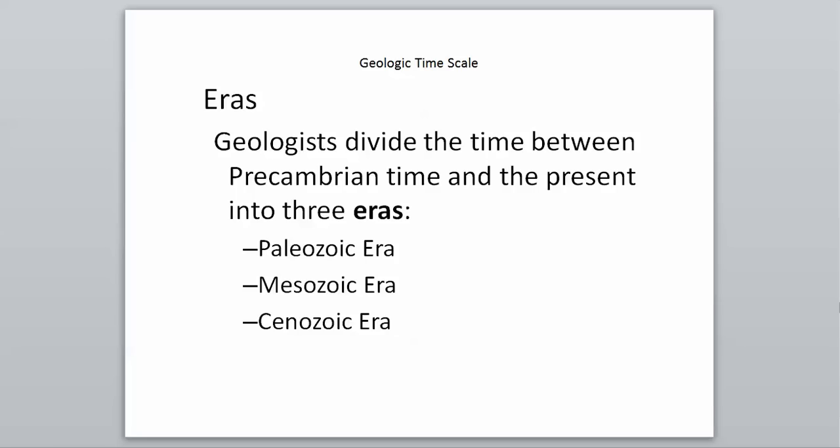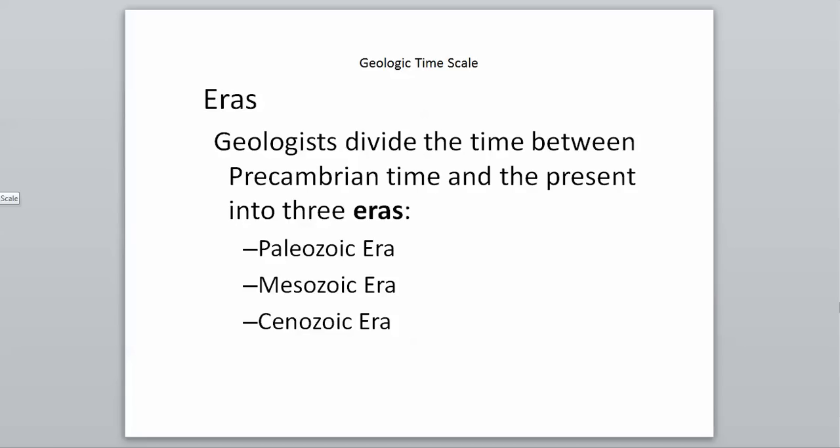So then our other eras. Geologists divide the time between Precambrian time and the present into three eras. After Precambrian time, we have three eras, and these eras are the Paleozoic, the Mesozoic, and the Cenozoic. I know these words sound complicated, but I'm never going to have you write these down from memory. If you see them, you might need to be able to put them in order from oldest to youngest, or vice versa, youngest to oldest.